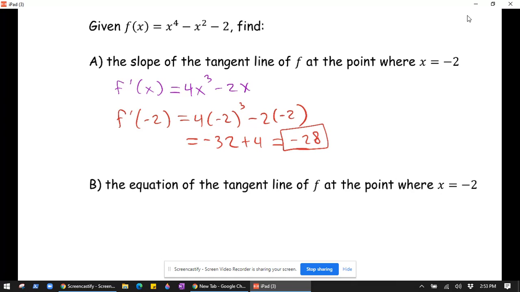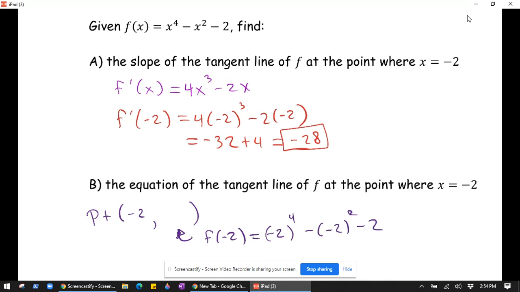Now it says find the equation of the tangent line. For an equation of a tangent line, we need a point and we need a slope. The point we're interested in has an x value of -2. We need the y value, right? We need f of -2. We haven't got that yet, so let's do it. f of -2 is equal to (-2) to the fourth minus (-2) squared minus 2. (-2) to the fourth is 16, minus 4 minus 2, so I believe that's 10.